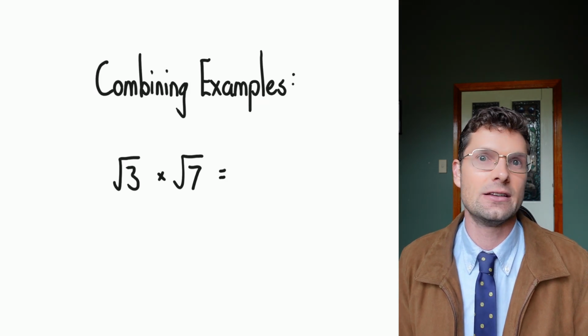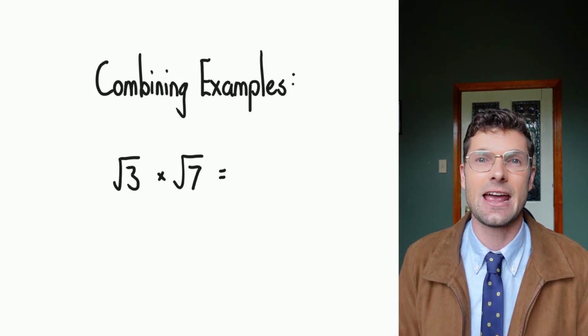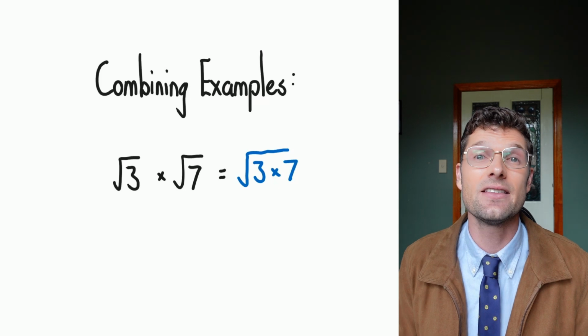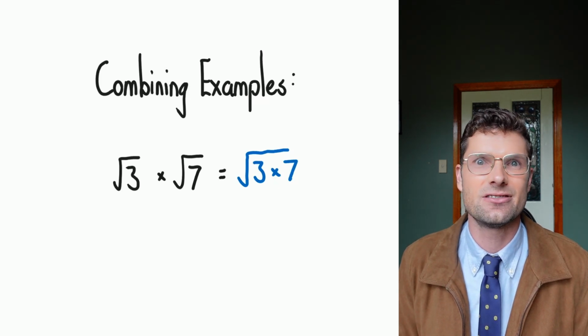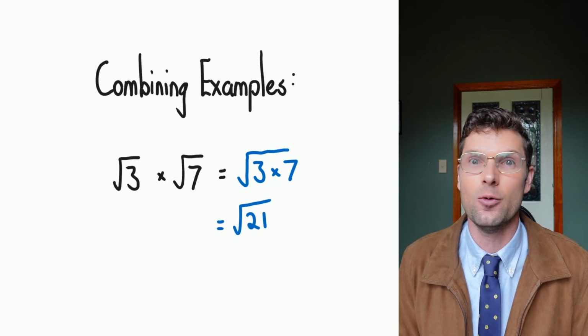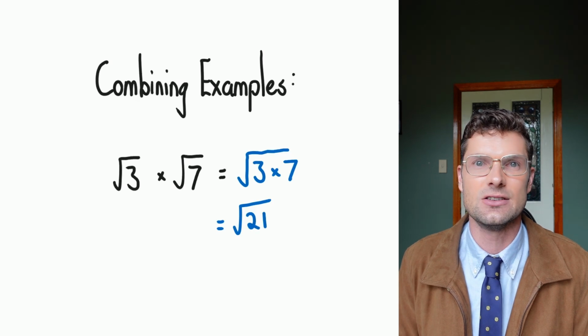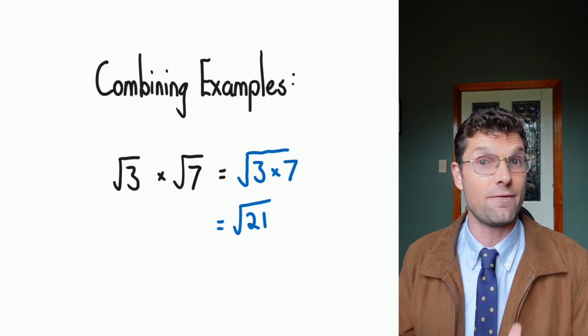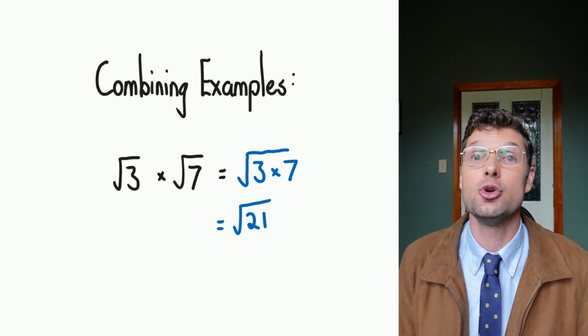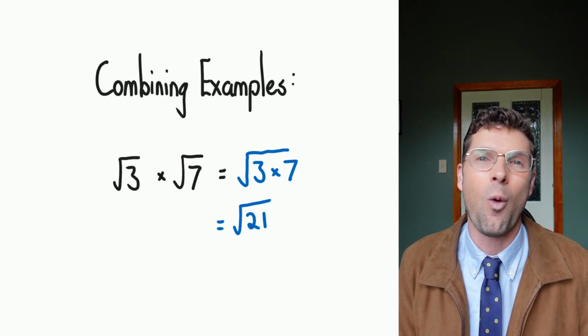So if I've got root 3 times root 7, this is exactly the same as putting 3 times 7 under the same square root. So the answer is just root 21. You get full marks for that. That's all the work you need to do. You don't even need to do that first step. I'm just doing that to show you how we are using this rule and why it applies.